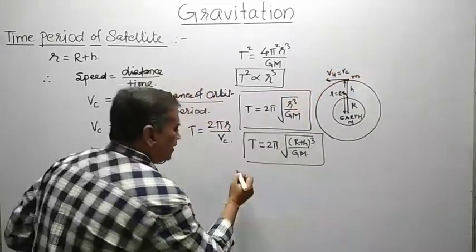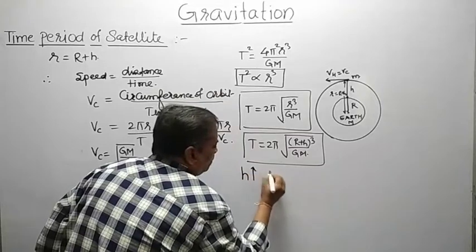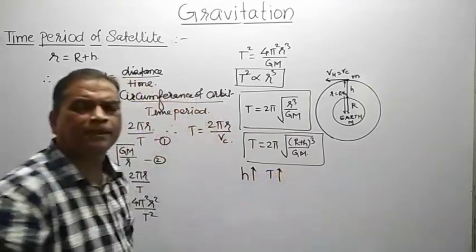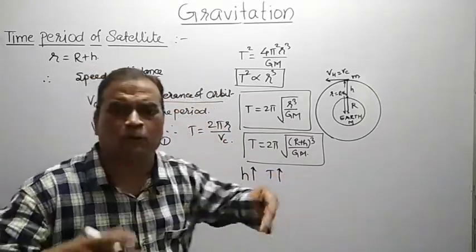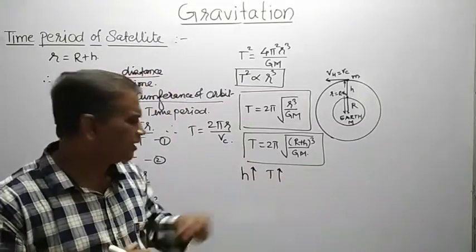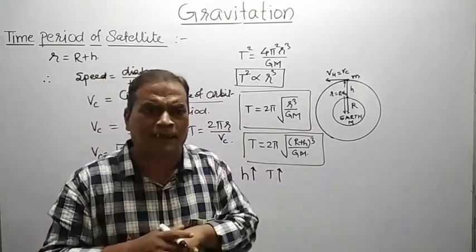And also you remember that as the height h goes on increasing, the period of revolution of satellite will also go on increasing. Period of revolution of satellite also goes on increasing.